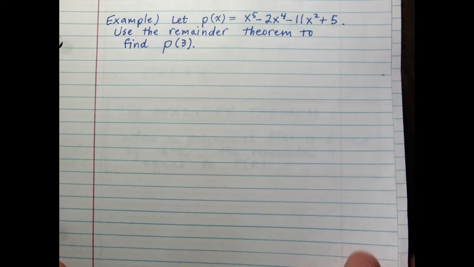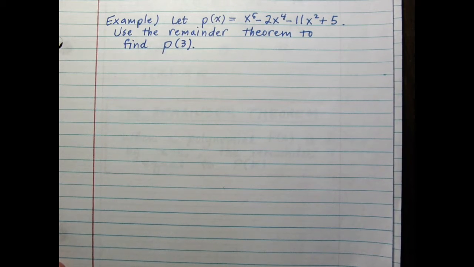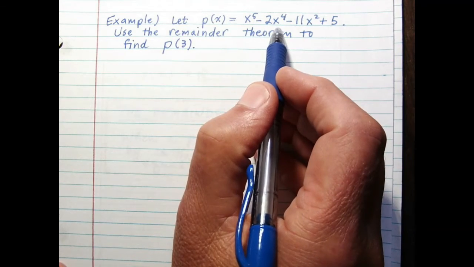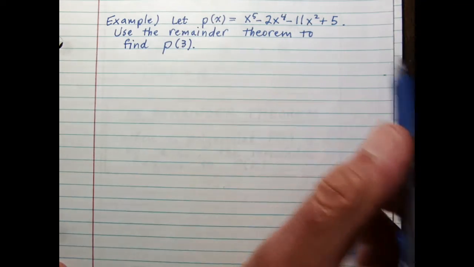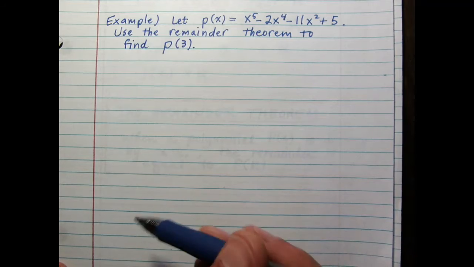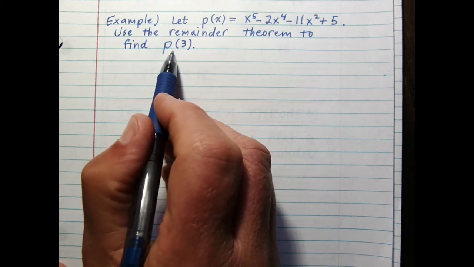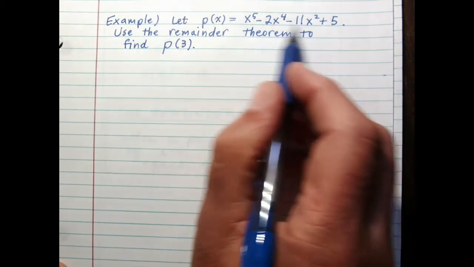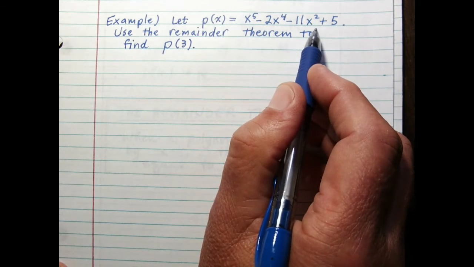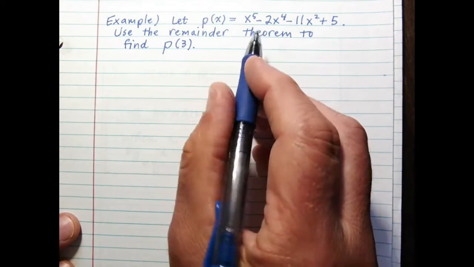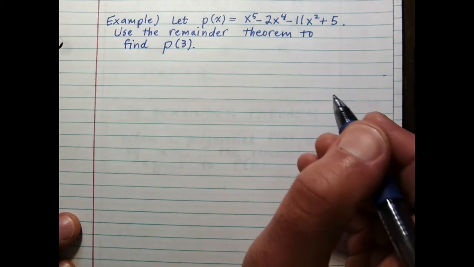And this is a function we haven't looked at yet. So let p of x be this polynomial, x to the 5th minus 2x to the 4th minus 11x squared plus 5. We're going to use the remainder theorem to find p of 3. Now, all p of 3 means is what you get when you plug 3 into this polynomial. But there's this magical connection between this and division.